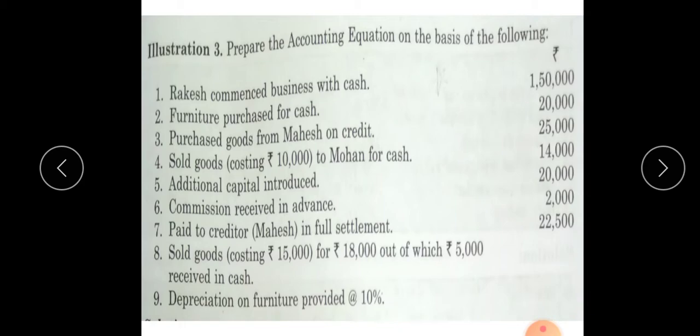So there will be three effects. Okay. In most of the transactions there are two effects. In this one three items will be affected. Additional capital introduced 20,000 rupees. Commission is received in advance 2,000.